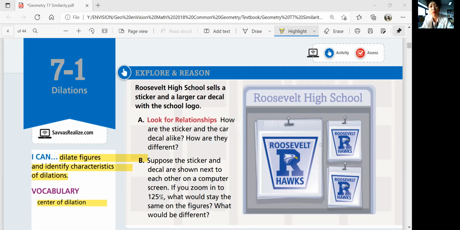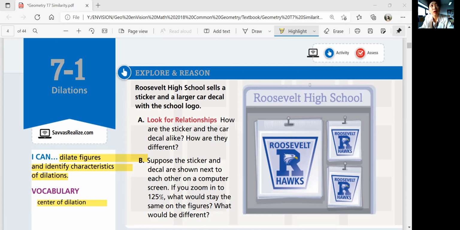But how could you describe it using shapes and angles? Okay. So for example, if your friend has the sticker but has not seen the car decal, so your friend only knows the sticker, how would you describe the car decal? You can say that the shapes and colors are the same as the sticker, but the decal is larger, right? And what happens when you zoom in on a computer screen, for example?